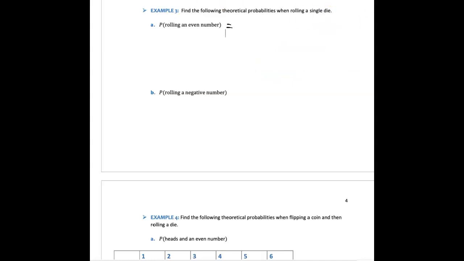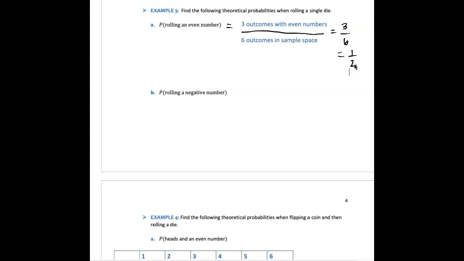And then in the denominator, you want to count the total number of outcomes of the sample space. So there are 6 outcomes in the sample space. So that means that to find this probability, you are taking 3 divided by 6, or 1/2. So you have a 1/2 probability of rolling an even number. Again, to find that theoretical probability, you're counting the number of outcomes in the event that you're interested in, divided by the total number of outcomes in the sample space.